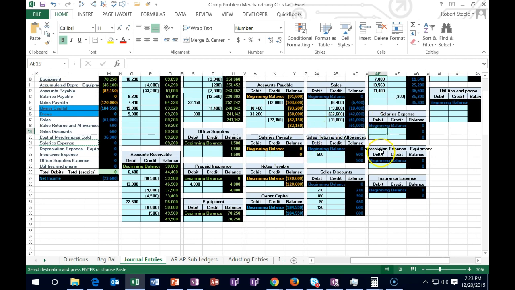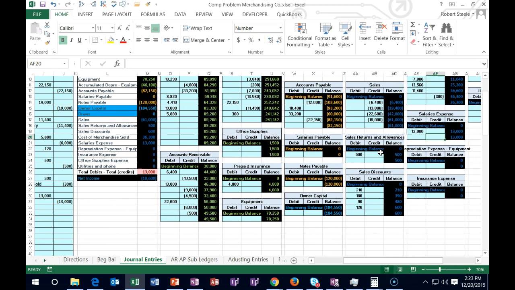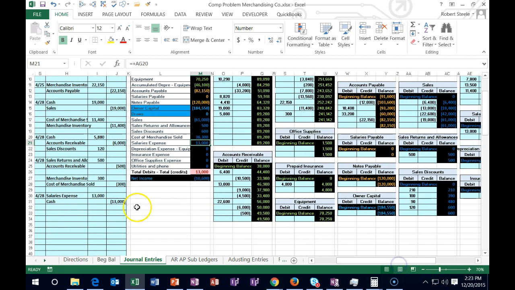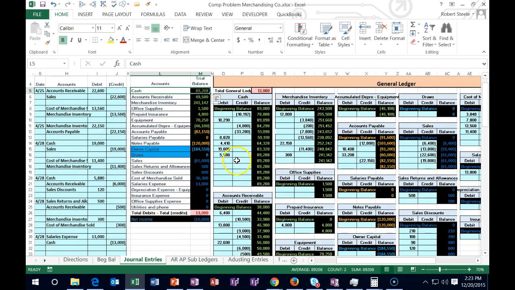I'm in AE19. I'm going to say equals. I'm going to use the arrows again to scroll over here, and then scroll down to my last journal entry, which is right there. And we're going to that 13,000 and enter. So there's the 13, making that go up. We can see the 13 over here as well. And now let's post the second half of it, which is going to cash, which we can see is, of course, our first account. We can see it down here. And notice cash has a lot of activity in it.